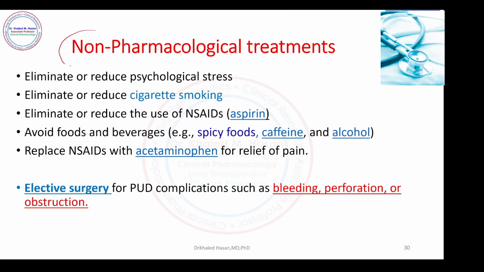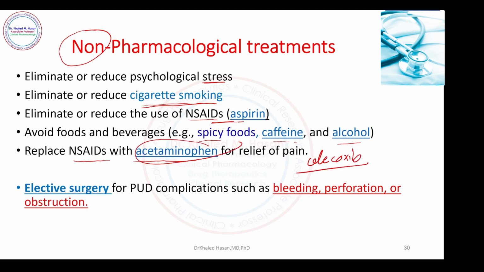For the non-pharmacological approach, we recommend the patient to eliminate or reduce stress. We recommend the patient to reduce or stop cigarette smoking. We recommend the patient to stop using NSAIDs, especially the non-selective ones and aspirin. We recommend the patient to avoid spicy food, a lot of caffeine, and alcohol. We recommend replacing NSAIDs, for example, with acetaminophen or a COX-2 inhibitor such as celecoxib, depending on the case.